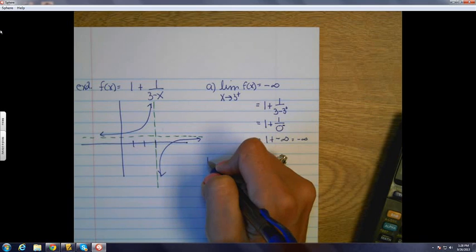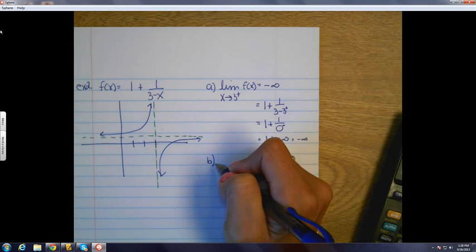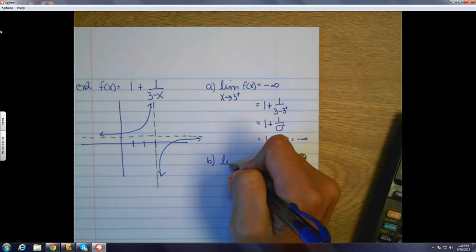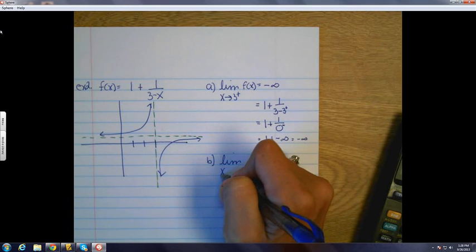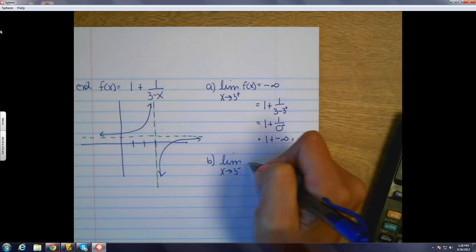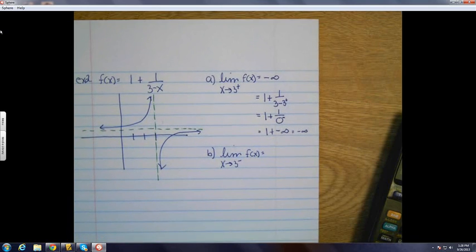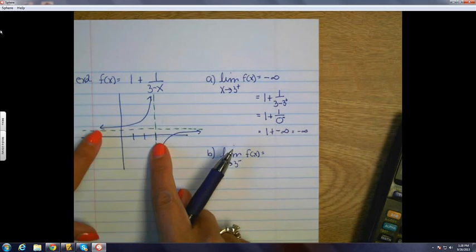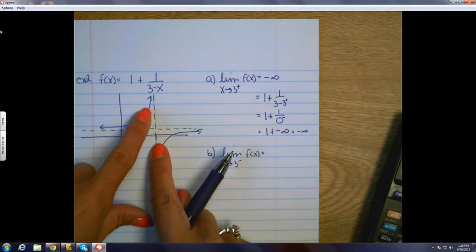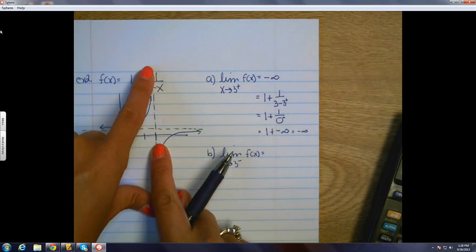Try another. The limit as x approaches 3 from the left. So let's get it from the graph, then we'll do it algebraically. So approach 3 from the left. You see my finger is going to climb up to infinity.